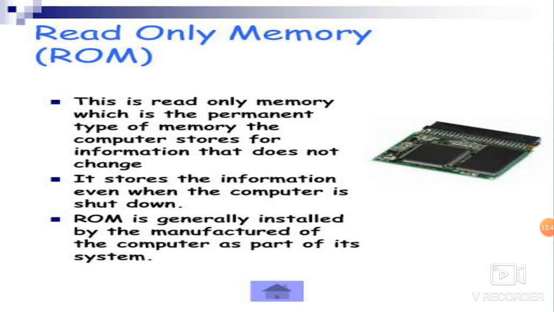Next, again, read only memory. This is read only memory, which is the permanent type of memory that the computer stores and does not change. I have told you earlier also that ROM is a detachable memory. You can say it is a portable memory, like we store data in CDs, DVDs, pen drives, floppy disks. These are read only memory. We cannot make any changes in these memories.